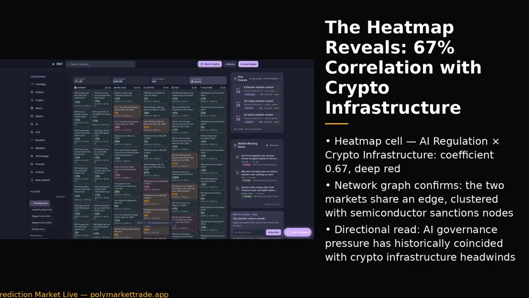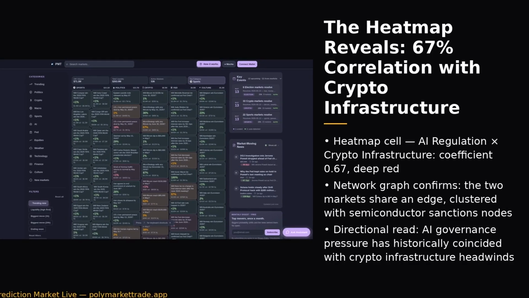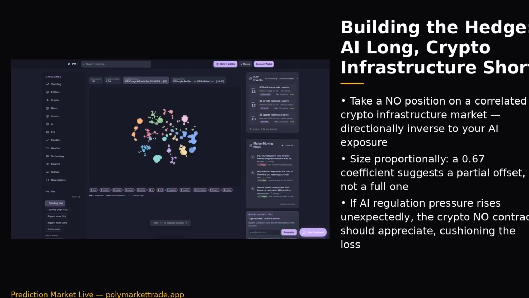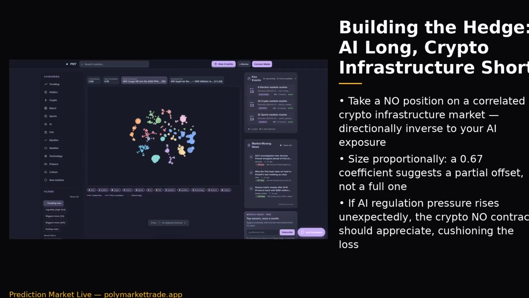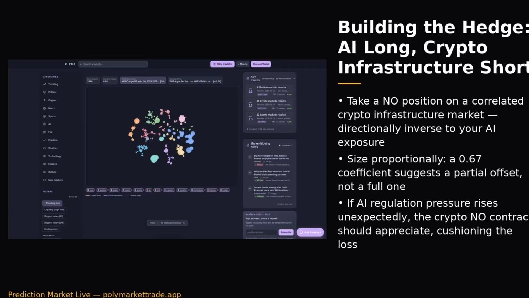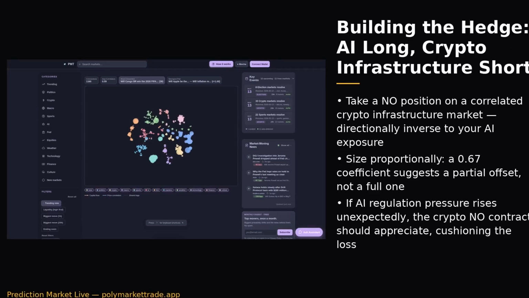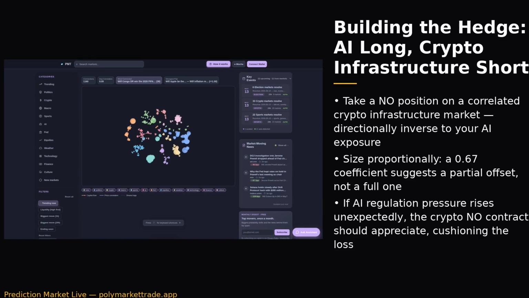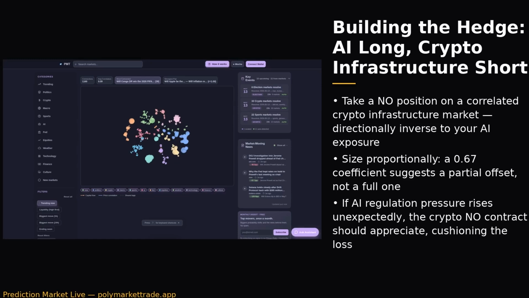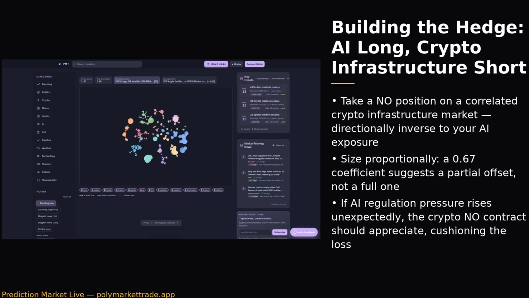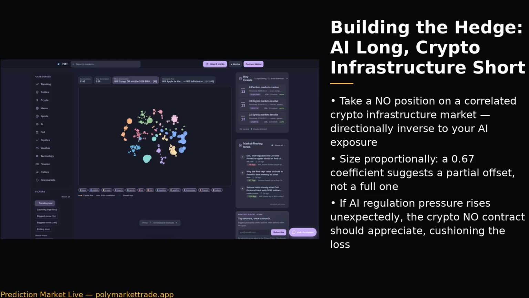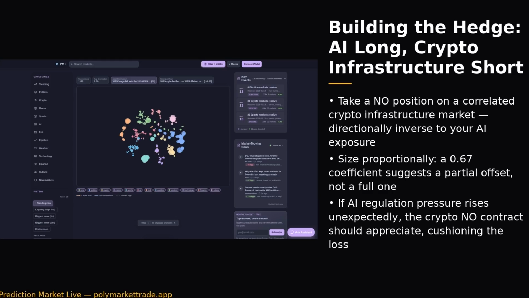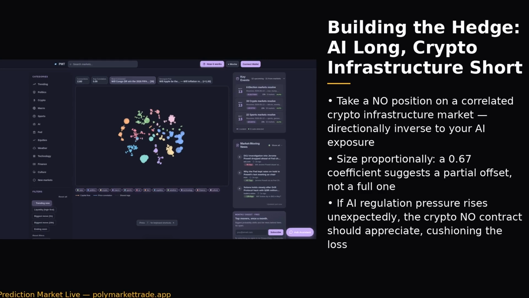Switch to the network graph view and the data becomes spatial. Each node represents a single prediction market. The size of the node reflects the volume of open contracts. Larger nodes are more liquid, more actively traded. The lines connecting nodes appear only when the correlation coefficient between two markets crosses a meaningful threshold. The algorithm filters out low-confidence relationships automatically.